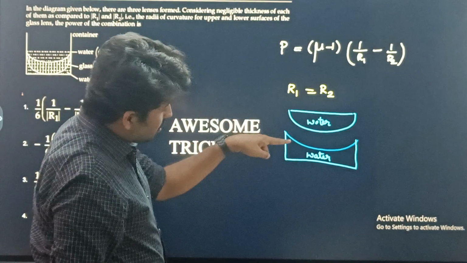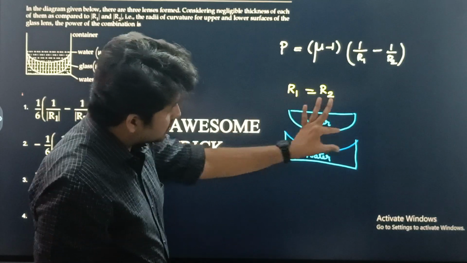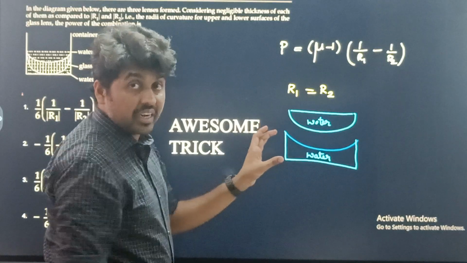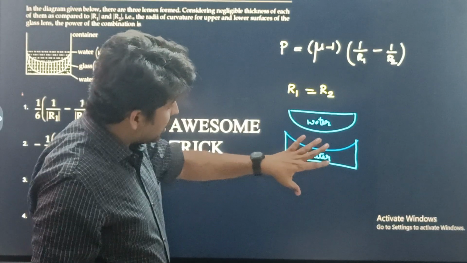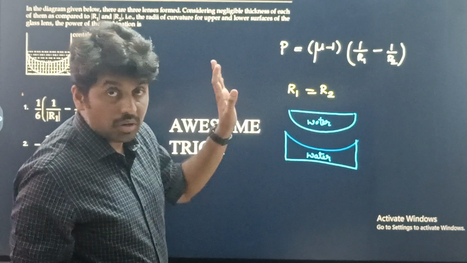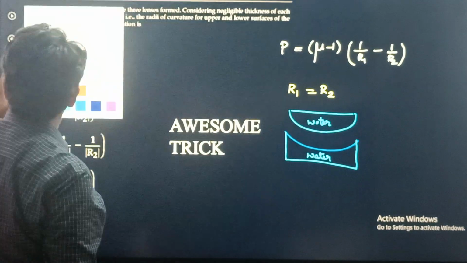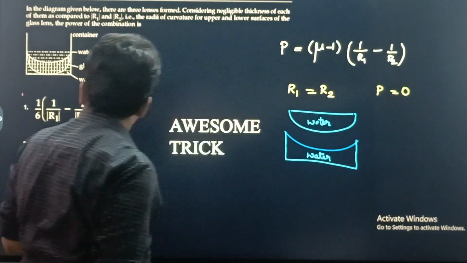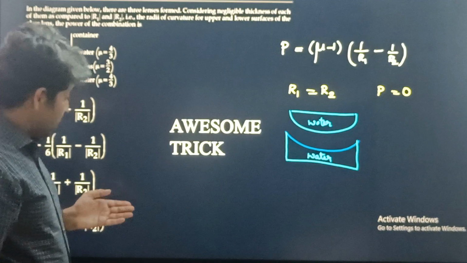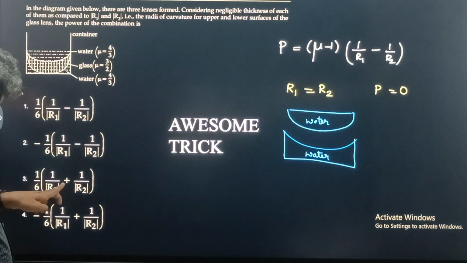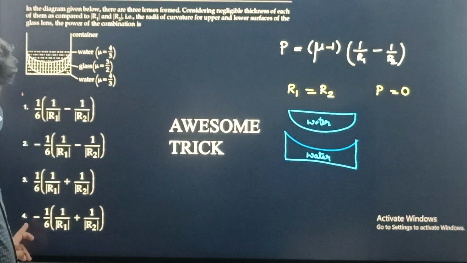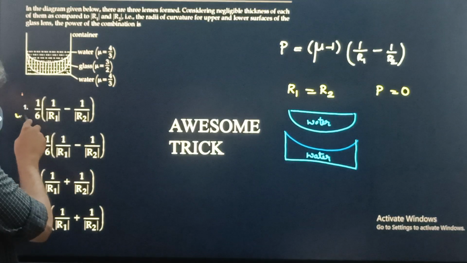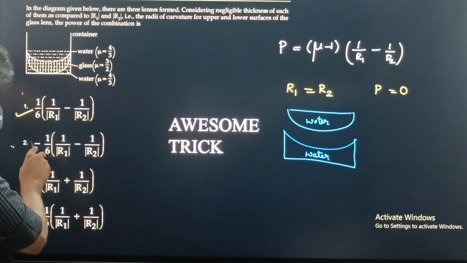If R1 equal to R2, we can say that the power of this is 0. If we combine these two water parts, we get a glass slab, so the power of this is 0. So the effective power equals 0 if R1 equal to R2. Let us see the options here. Options 3 and 4 are eliminated, the reason being, if R1 equal to R2, we should get 0, not some finite quantity. So we have either option 1 or option 2.